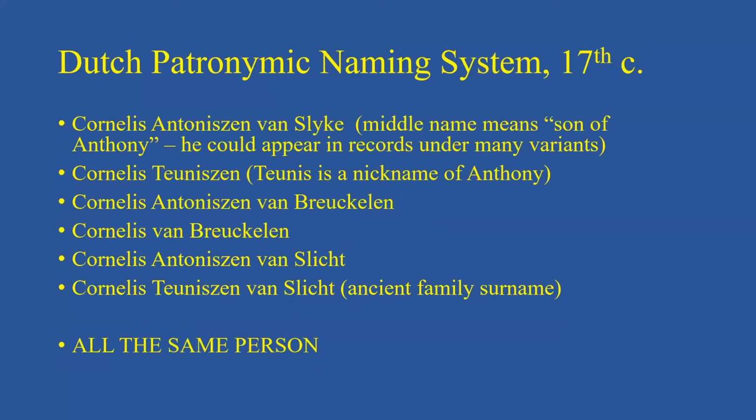The surname may be related to the place where the family lived, especially if they moved from the Netherlands to New York. Often it will have the root of the name with an adjective such as -szen, -sen, or -se. Believe it or not, there's 6 names here, and they're all to the same person. Cornelius Antonissen van Slyke, Cornelius Tunissen, Cornelius Antonissen van Breukelen, Cornelius van Breukelen, Cornelius Antonissen van Slicht, and Cornelius Tunissen van Slicht, all of the same person. So it can be very tricky getting through these Dutch records at that time, just because of all the variations that can be in play.